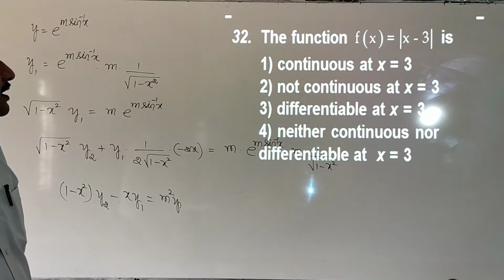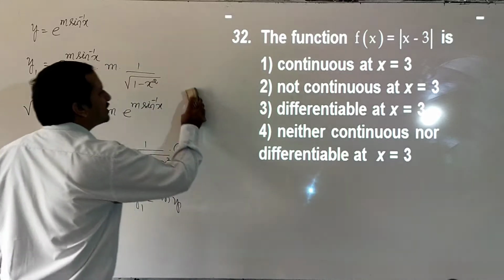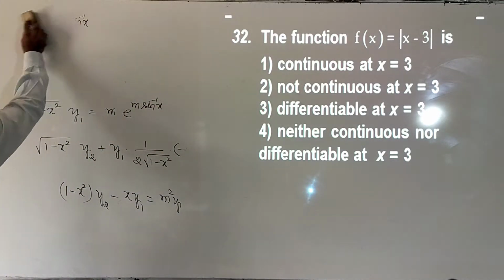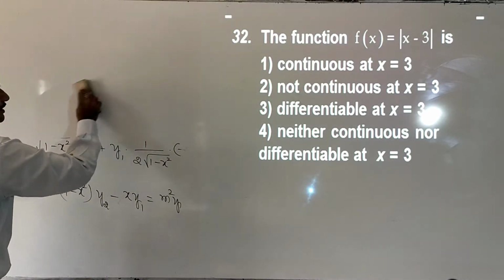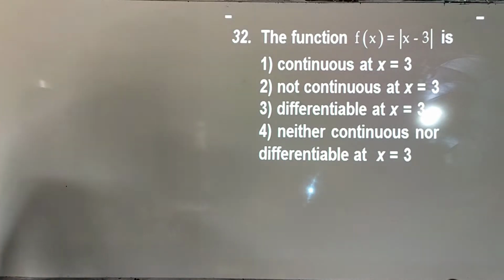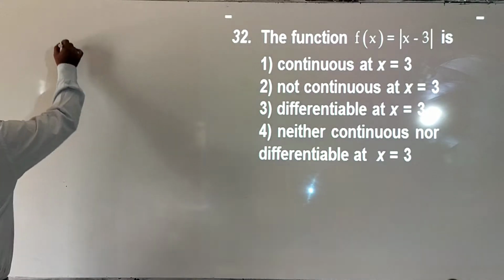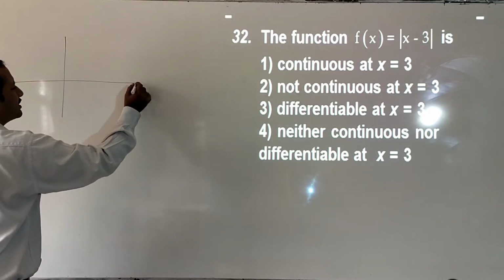Okay, let's have a look at question 32. The function f of x is equal to mod x minus 3 is continuous at x equal to 3, not continuous at x equal to 3, differentiable at x equal to 3, neither continuous nor differentiable at x equal to 3. Let us have a look at mod x minus 3.